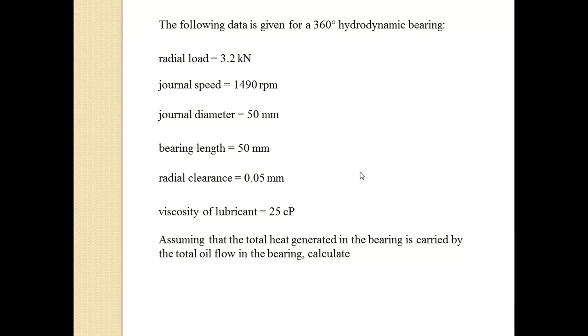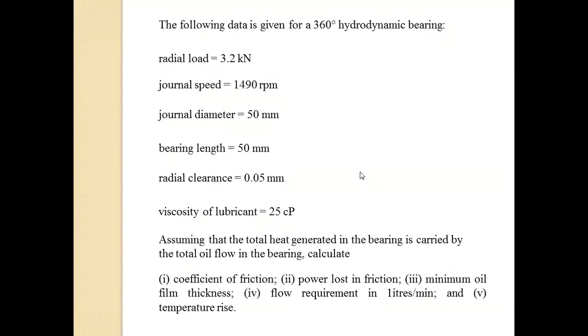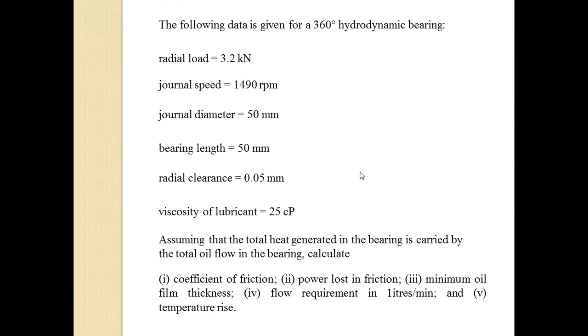Assuming that the total heat generated in the bearing is carried by the total oil flow in the bearing, calculate. Now what consideration is there? We have to assume that the total heat generated in the bearing is carried by the total oil flow in the bearing. Calculate first, coefficient of friction; second, power lost in friction; third, minimum oil film thickness; fourth, flow requirement in liters per minute; and fifth, temperature rise.